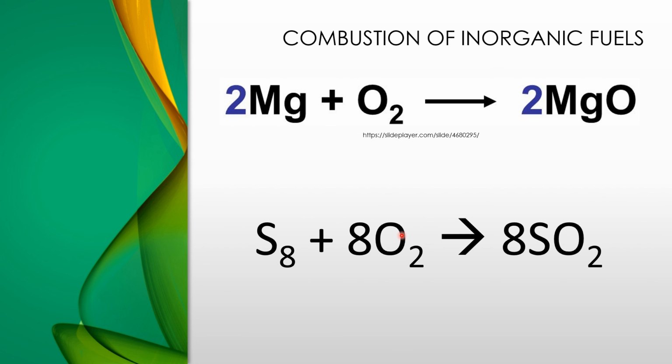The other different version or category of combustion is when we use an inorganic fuel. So usually just some sort of element, a metal or a non-metal. My metal example is up the top and my non-metal example is down the bottom. But again, given an ignition and given a fuel source that's either a metal or a non-metal, they can react with oxygen and form some sort of metal oxide or non-metal oxide.